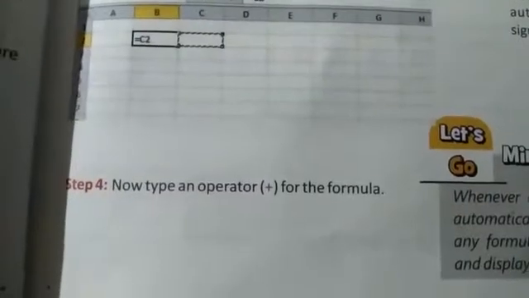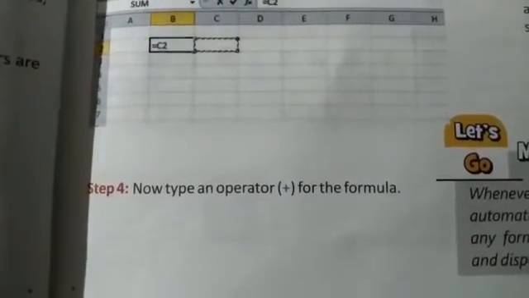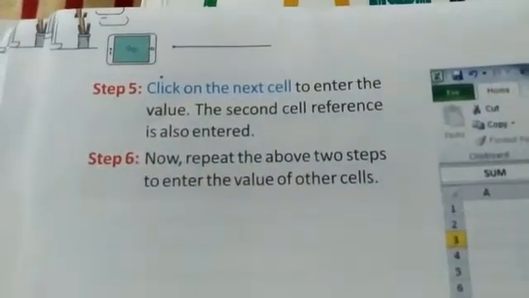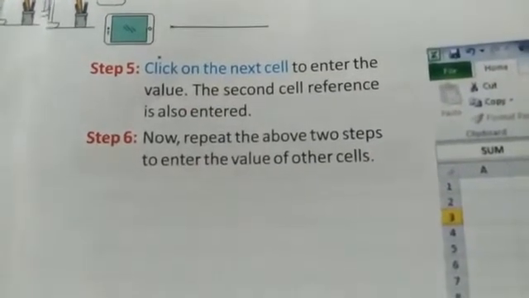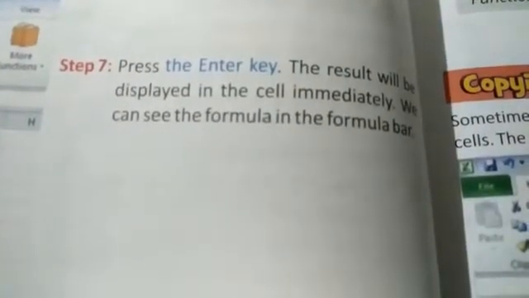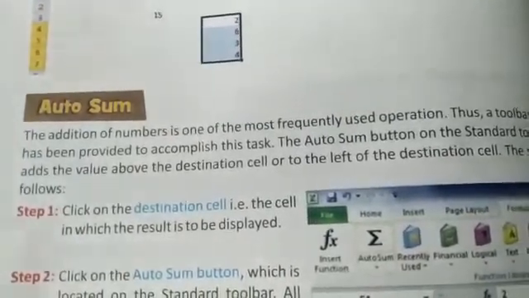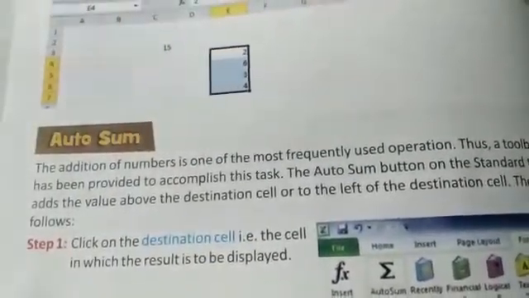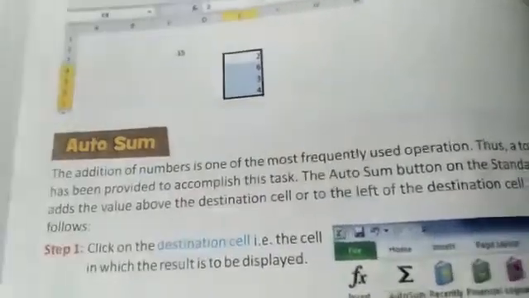Then you have to mention an operator for the formula, whatever you want to calculate. Then click on the next cell to enter the value. The second cell reference is also entered. Now repeat the above two steps to enter the values of other cells. At last press the Enter key. Then you get a result immediately and you can see the formula in the formula bar. What is AutoSum? It is used to add together a range of cells and displays the total in the cell below the selected range.